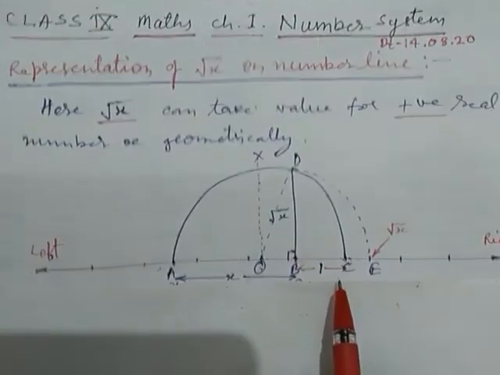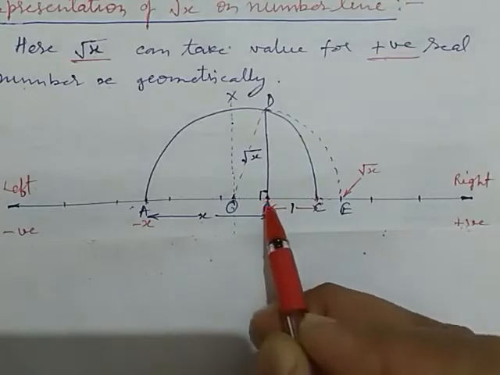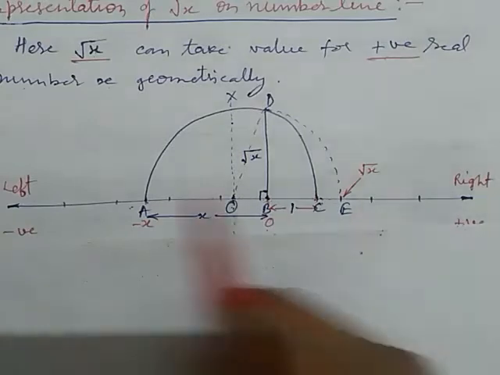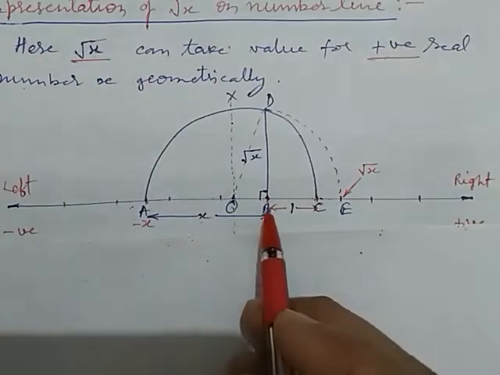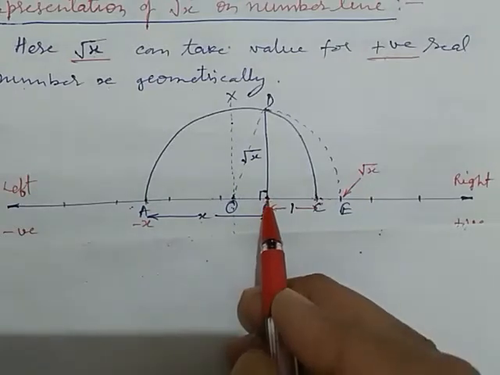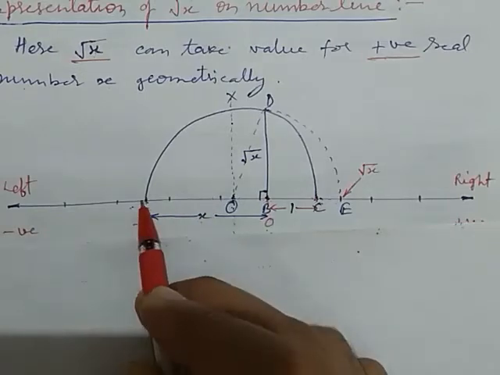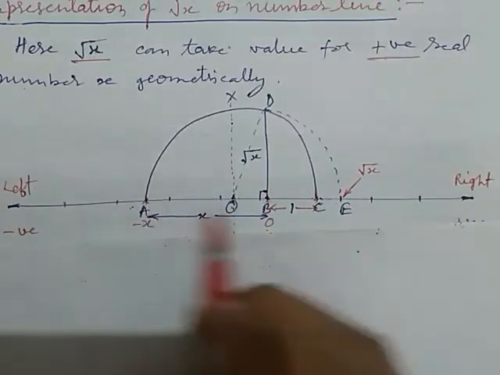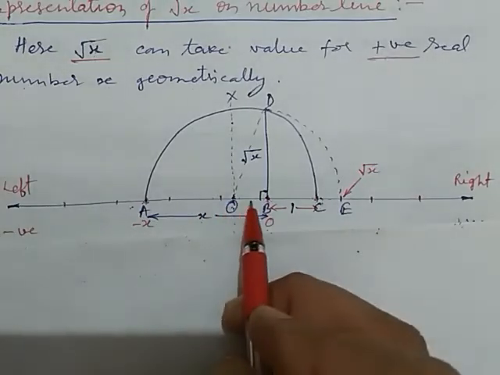This is our number line. This is 0 of our number line. This is the negative side, this is the positive side, left and right side. Now to plot root x, here is an adjustment. What is the adjustment? We take the number on the left side, although this is the negative side. You can understand this by the procedure I explain.